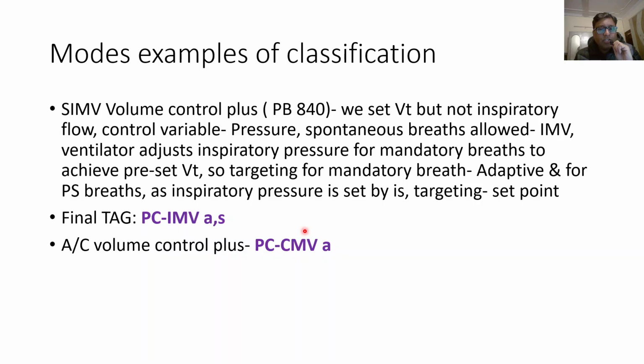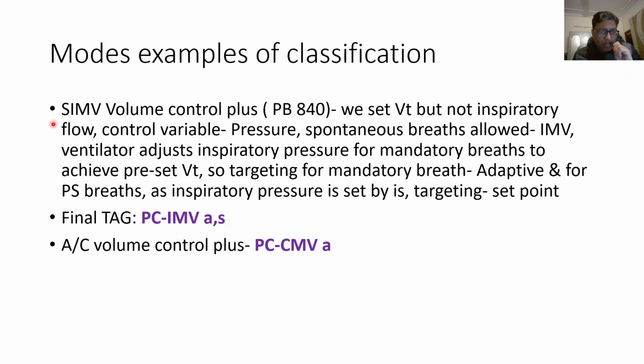So the complete classification will be PC, pressure controlled. Both mandatory and spontaneous are pressure controlled, and because we are allowing spontaneous breaths by using SIMV, it is IMV A comma S. So A is for the primary mandatory breaths, that is adaptive. For the other secondary breaths, the spontaneous breaths, it is set point.